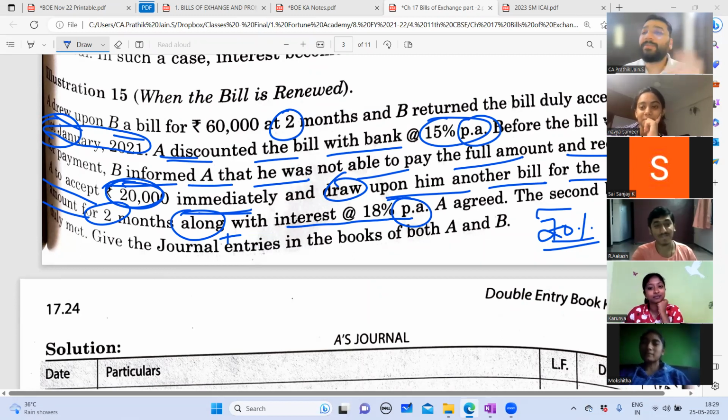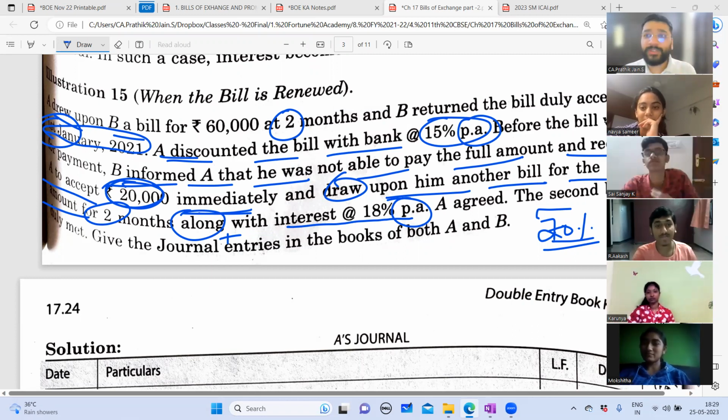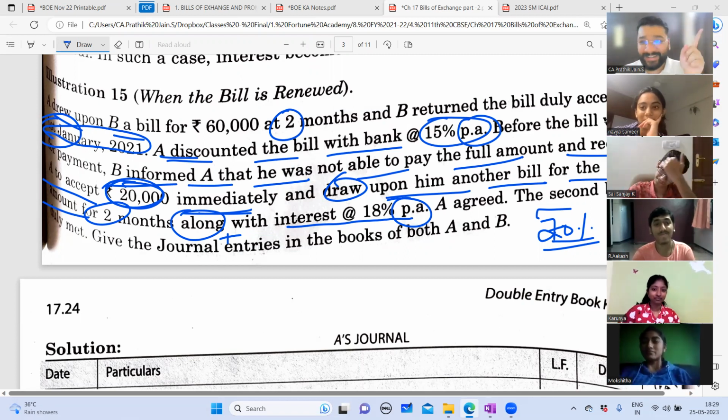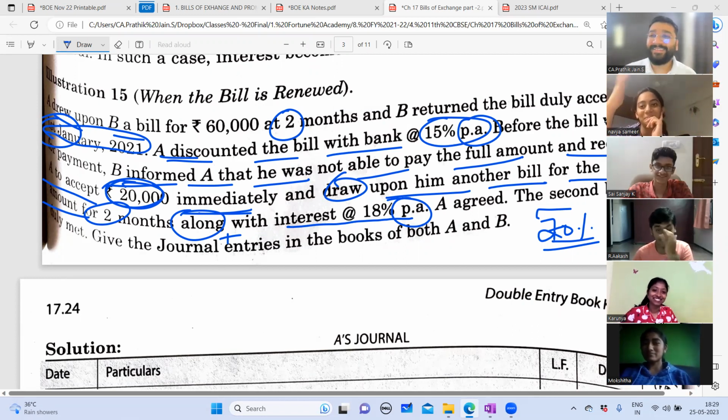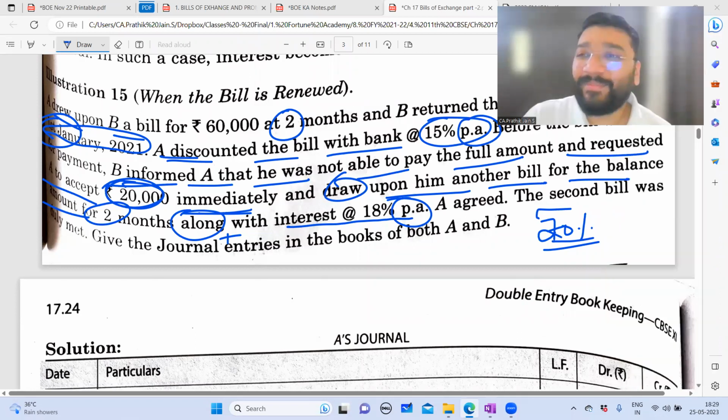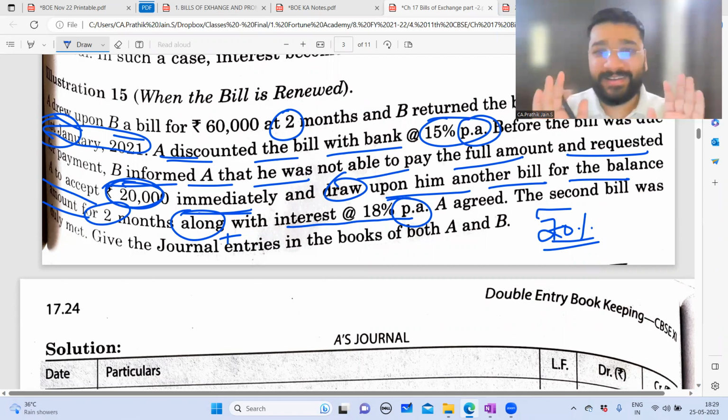But 50 to 60% is fine. Why? Because the same question we'll do from B's point of view, so you'll get even more better clarity. The same question, now you will do as homework tomorrow again, both from A's and B's point of view. You'll get 100%. See, this is definitely a cranky question.